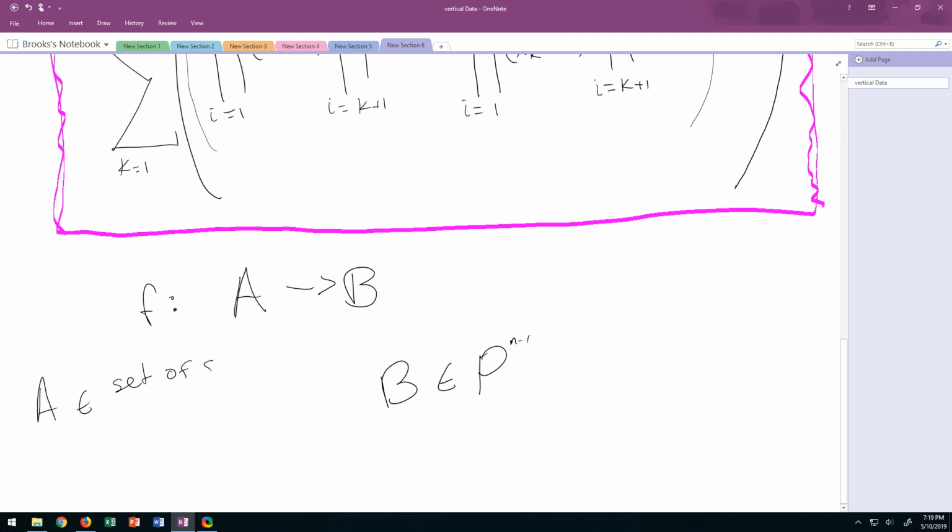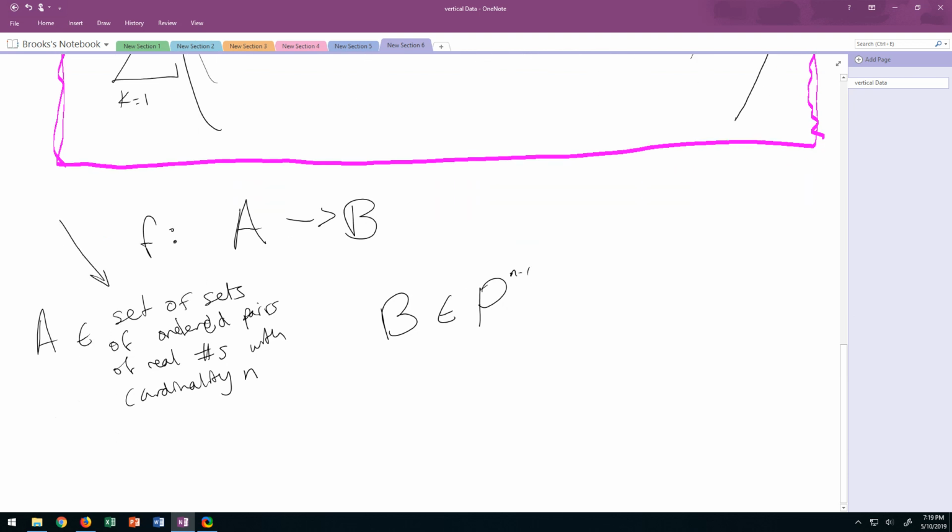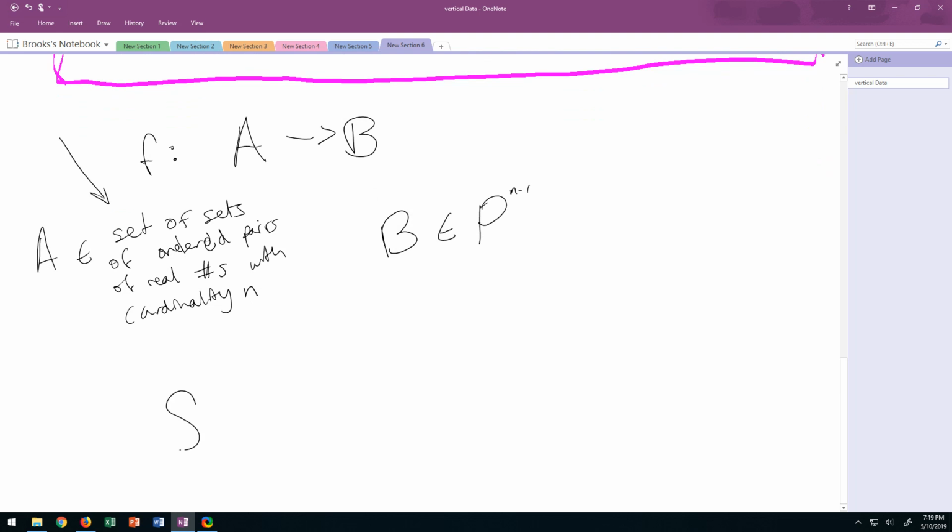Sets of ordered pairs of real numbers with cardinality n. And it maps any set within this set. I don't know what I should call that set. Maybe I should just call it S2. So A is an element of S2. A is a set element of S2.